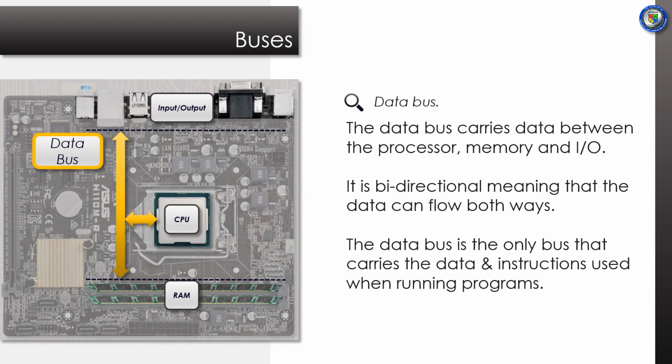The data bus. This carries data between the processor, memory, and input-output. It is bidirectional, meaning that data can flow both ways. The data bus is the only bus that carries the data and instructions used when running programs.